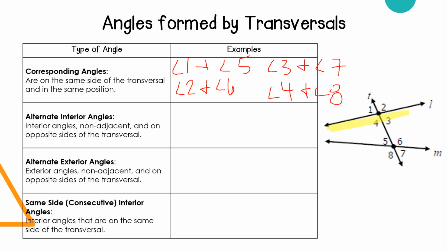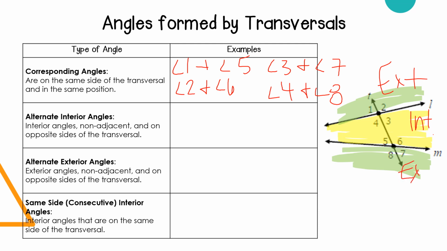So the interior refers to in between the parallel lines. So right here, I'm just going to abbreviate because I don't have space. And then the exterior would be anything outside of those two lines. So that's exterior, and this is exterior. So 1, 2, 7, and 8 fall on the exterior, and then 3, 4, 5, and 6 fall on the interior. There's also alternate and same side.